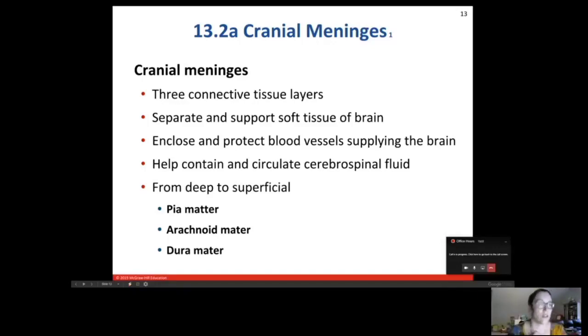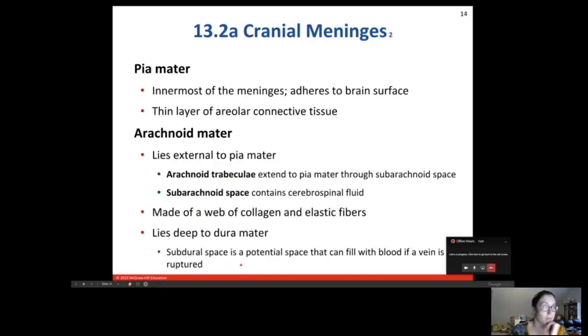And so these are connective tissue layers that support the brain. They're also going to contain blood vessels that supply blood to the brain. They help contain and circulate the cerebrospinal fluid. And from deep to superficial, it's pia mater, arachnoid mater, and dura mater. So PAD, I guess. So remember, deep to superficial: pia mater, arachnoid mater, dura mater.